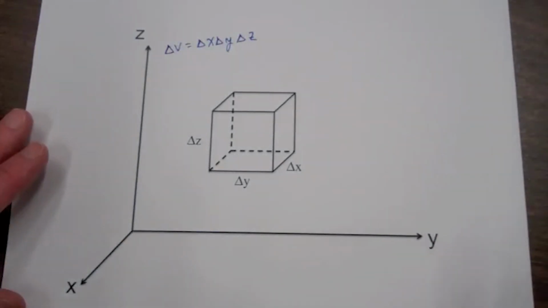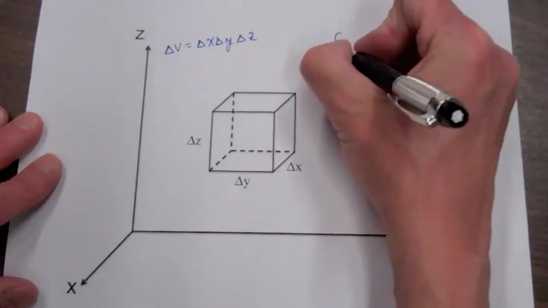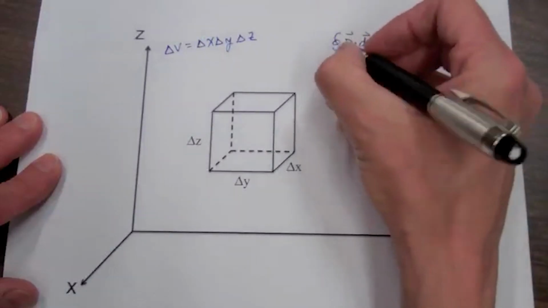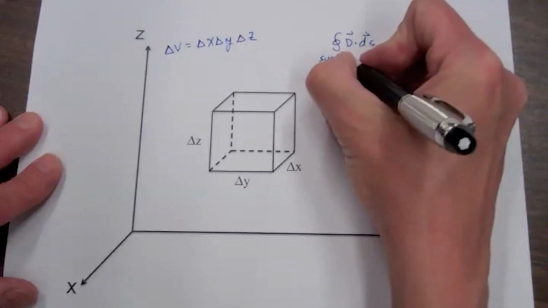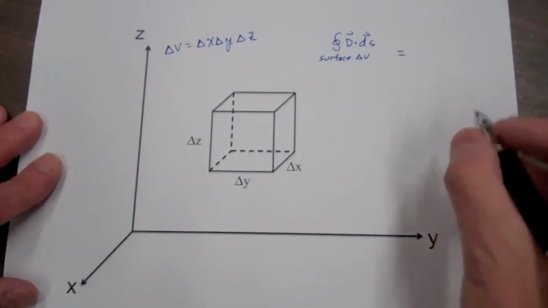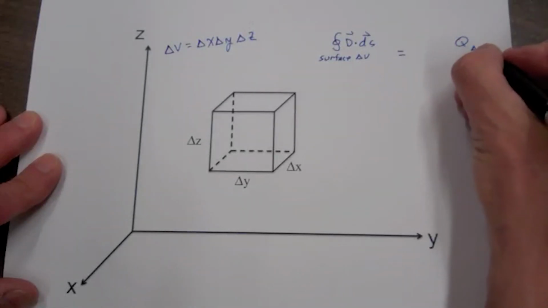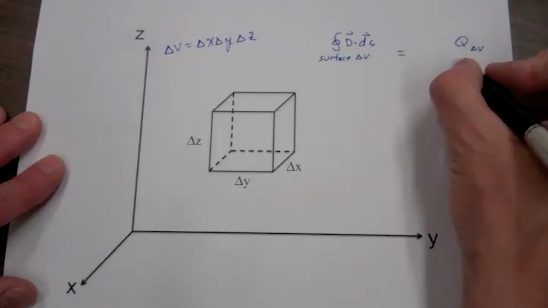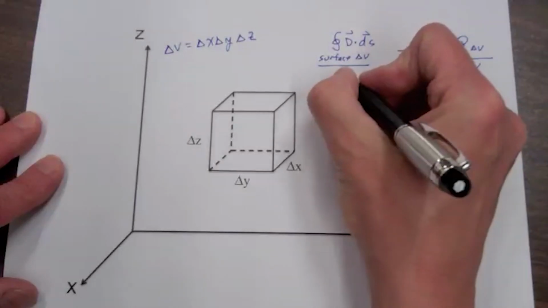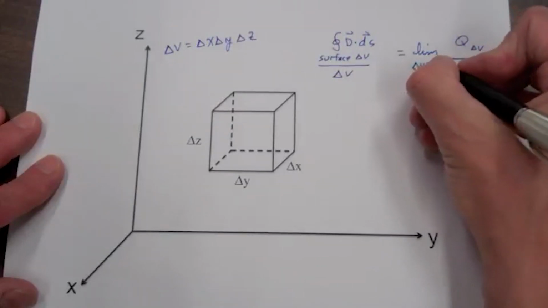Okay, so now we're going to apply Gauss's law to this small cube. So the integral of D dot dS over the surface of the cube, so the surface of delta v, is going to equal the charge enclosed in that cube, and I will designate that as Q sub delta v. Okay, so now the next step is we're going to divide both sides of this equation by delta v, and then take the limit as delta v goes to 0.